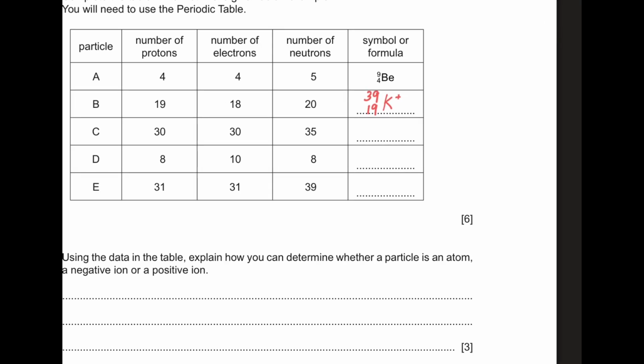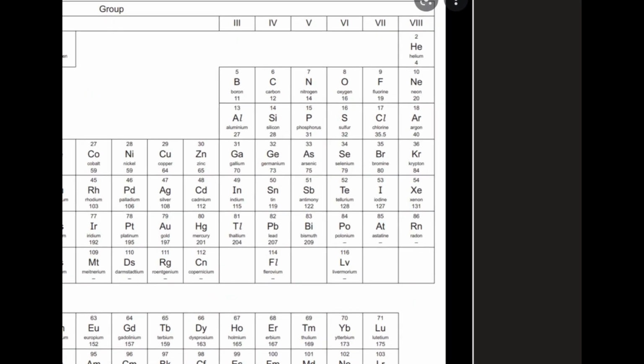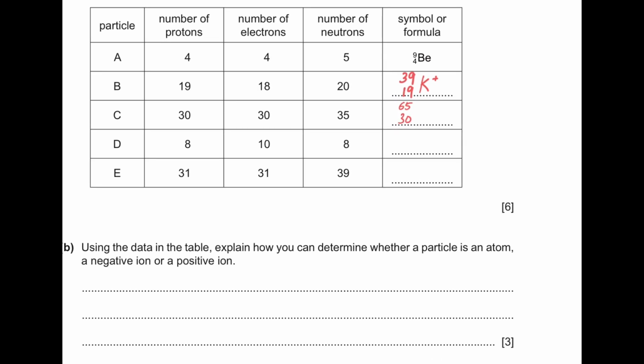Okay, now for C, what number should we put on top? 65, and then 30. It's an atom. Chlorine? Let's take a look. 65, 30. Is this zinc? 65, 30, zinc. Okay, now think about the charge. Do you think it has any? There's no charge. It's an atom.